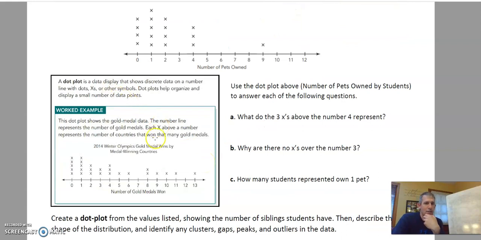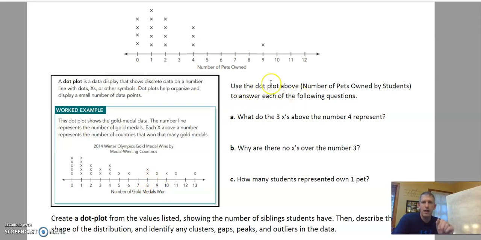Now, dot plots. The way this works is each X represents a value, okay? So a number of countries that won that many gold medals. So according to this graph, there's 1, 2, 3, 4, 5 countries that got 0 gold medals. If I look over here, 1, 2, 3, there are 3 countries that got 4 gold medals, okay? Because each X represents a true statement that there is somebody that got that many gold medals.